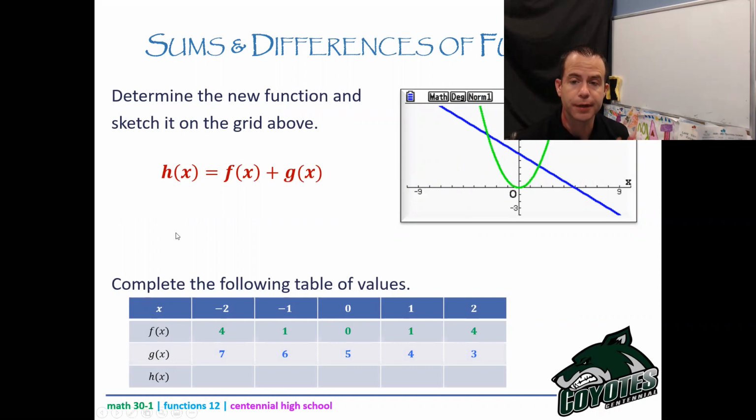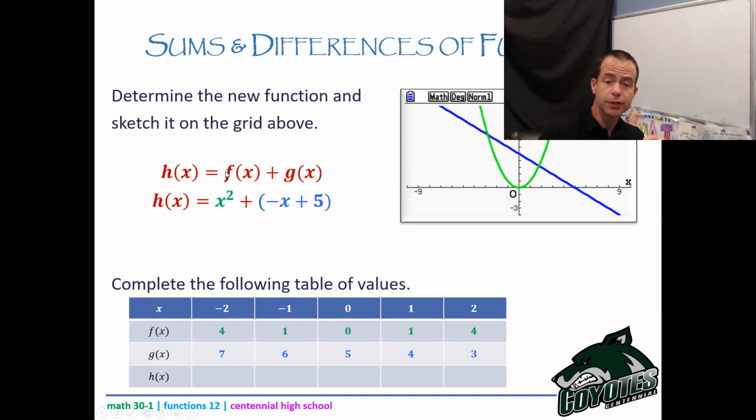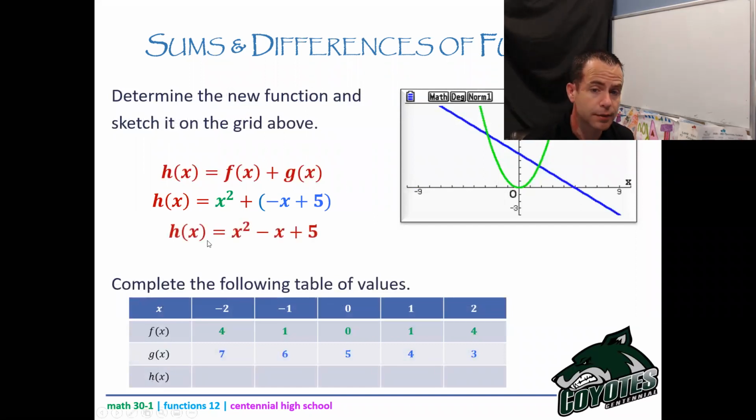So we're going to forget about the table for a sec. h of x is f of x plus g of x. Well, we know what f of x is and we know what g of x is. f of x is x squared. g of x is -x plus 5. This is literally now what h of x is, because I just took the two functions and added them together. Now I want to clean it up a bit. I want to make it look as simple as possible.